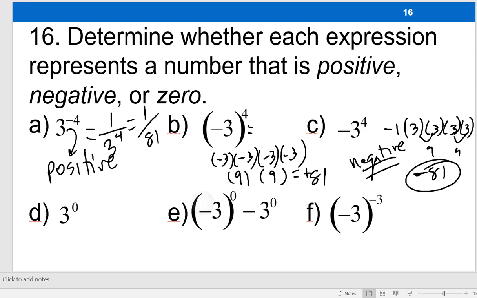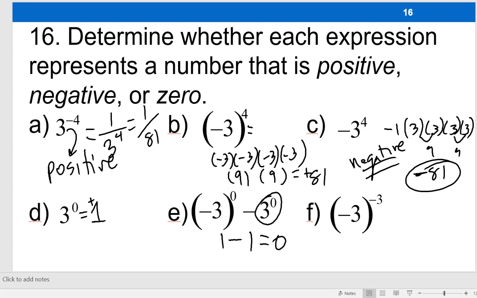3 to the 0. Anything to the 0 power is 1, so that is still positive. Negative 3 to the 0. Anything to the 0 power is 1. Minus 3 to the 0 becomes minus 1. See, that 3 to the 0 is not on the subtraction. It's on just 3. In the first group, the negative is in the group being raised to the 0. 1 minus 1 is 0.